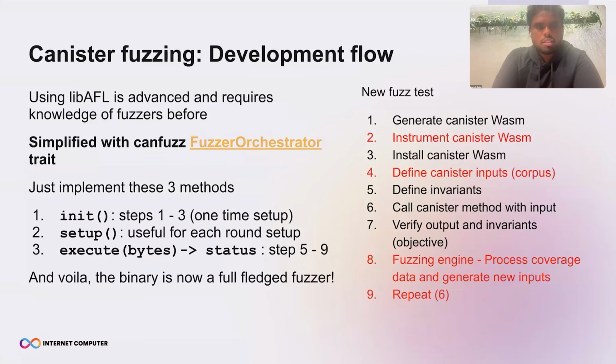One thing I want to mention is that we have this extra method called setup, which is useful for each run. For example, if a canister needs to have a particular balance to make a test, you need to set this up every round. So it's also useful to have this extra setup method, which is like a cleanup thing, which needs to be run every round. And with this, you just have a binary which works like a full-fledged fuzzer, and then you can test your canister indefinitely.